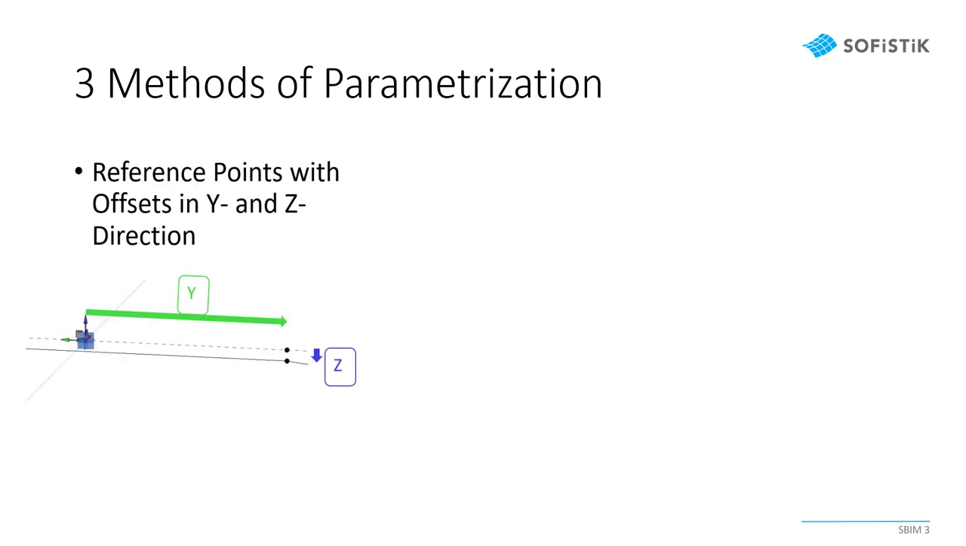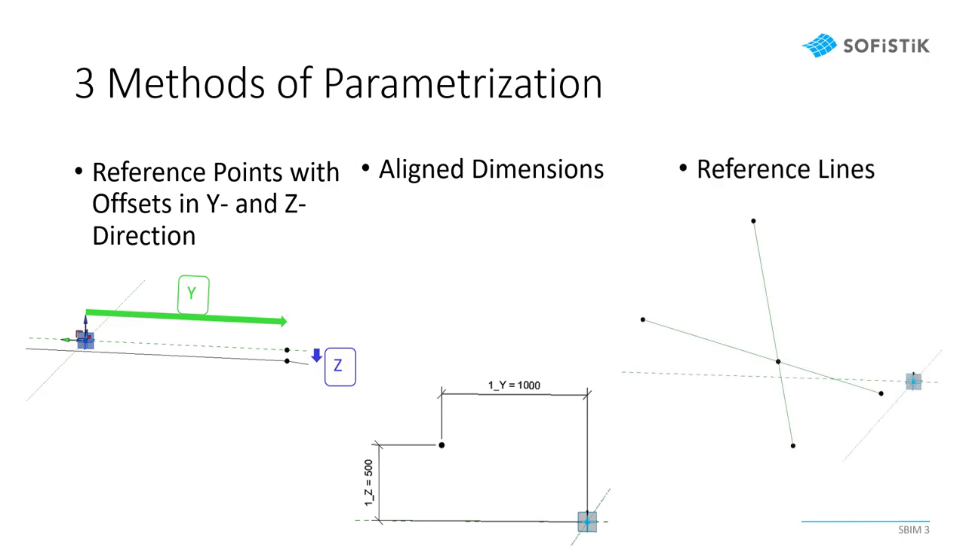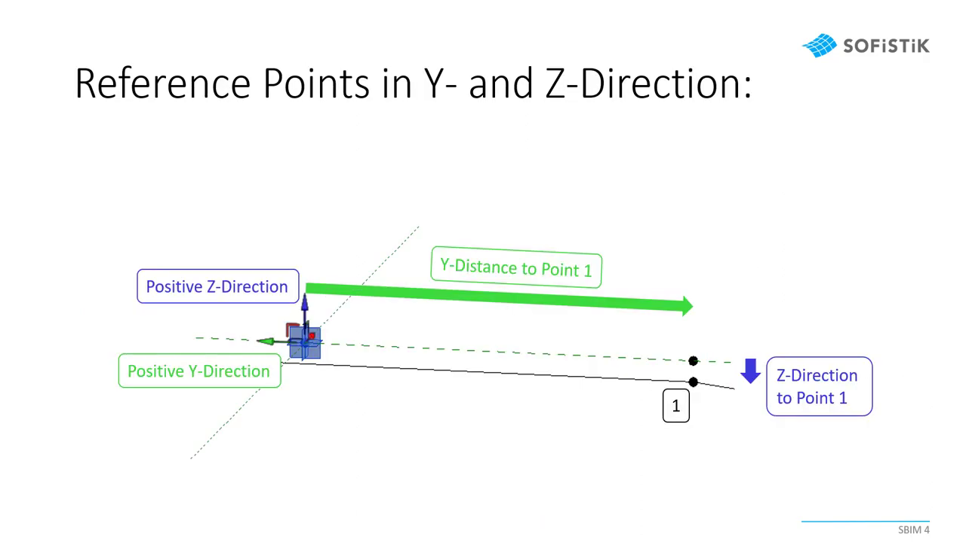The first one is to create reference points in a Y and Z direction. The second one is to create aligned dimensions to move your reference point. And the third one is to use reference lines to create an intersection between them. And at the intersection, there will be your reference point. Today, we will take a closer look at reference points in a Y and a Z direction.